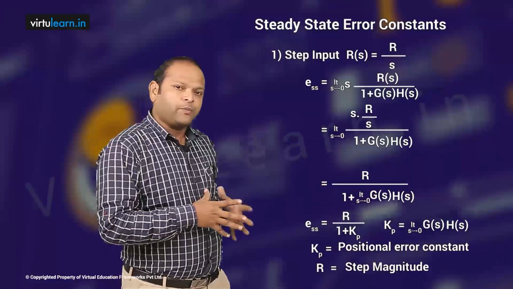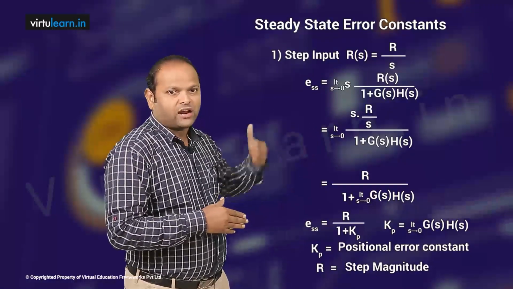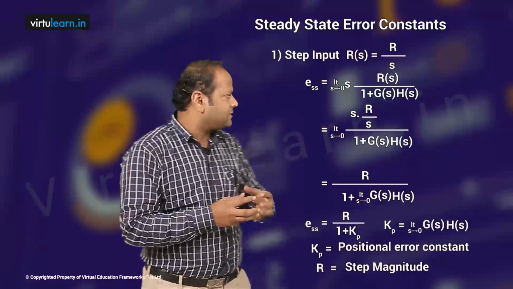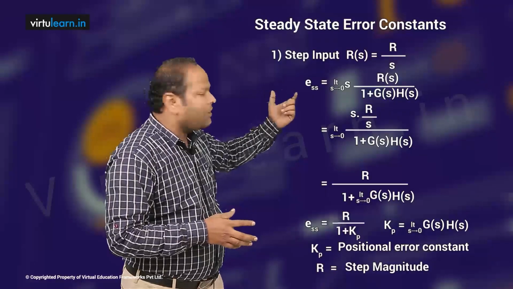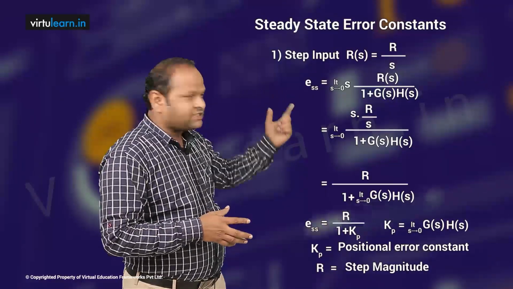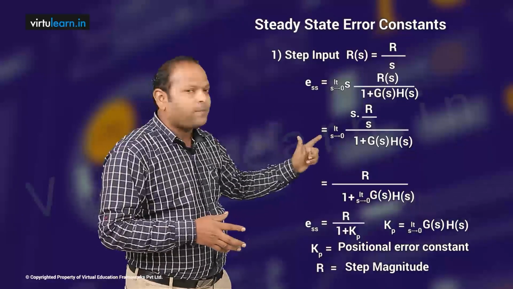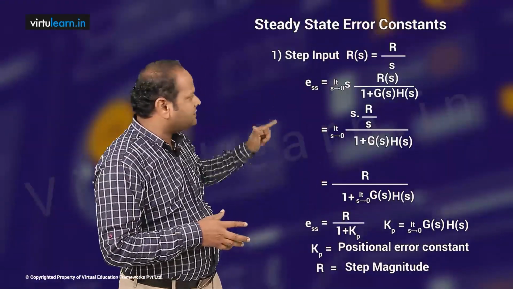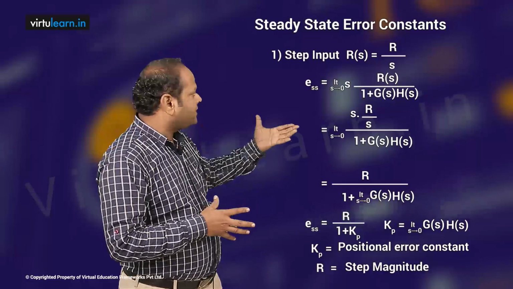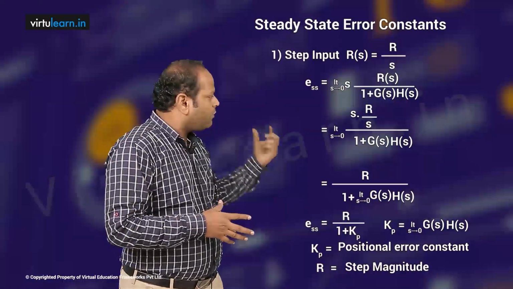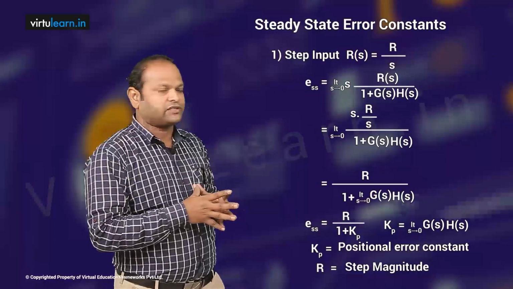If you take the step input, we know what R of s is, it is R by s. Now we substitute here. So ESS is equal to limit s tends to 0 of s into R by s, divided by 1 plus GH of s. Then we can cancel s with s. What will be the remaining? Limit s tends to 0 of R divided by 1 plus GH of s.